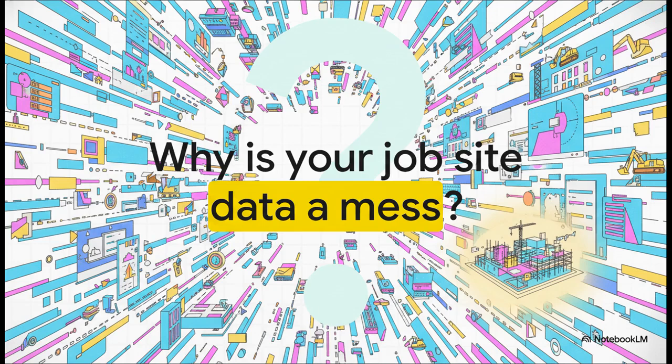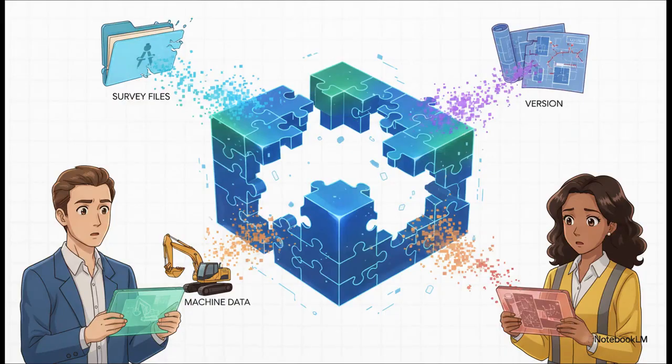You've got data pouring in from every direction, and just trying to make sense of it all can feel, well, impossible. And this is the heart of the problem, isn't it? You've got survey files sitting in one place, machine data streaming in from your fleet over here, and who knows how many versions of the design files floating around. All this creates these digital voids, these huge gaps in what you actually know about your site. And the result? Your teams are basically looking at different versions of reality. And that leads directly to costly errors, blown schedules, and a whole lot of frustration.